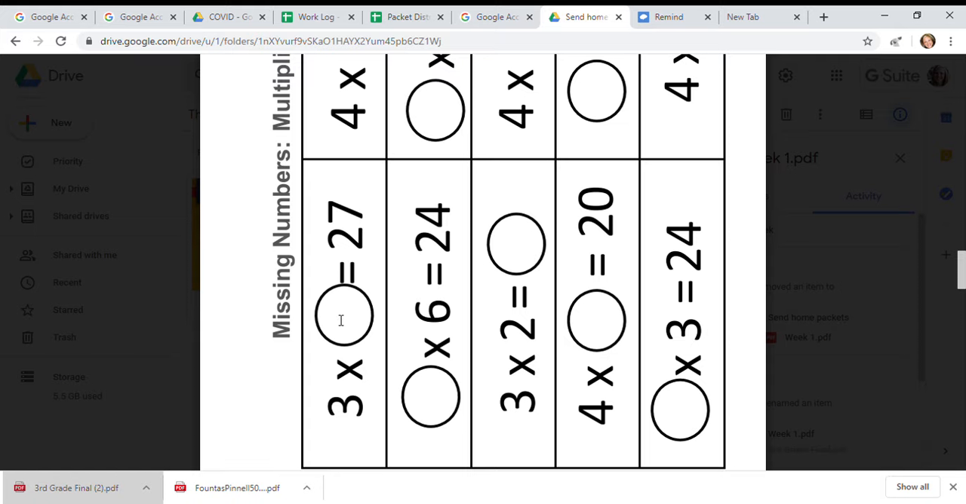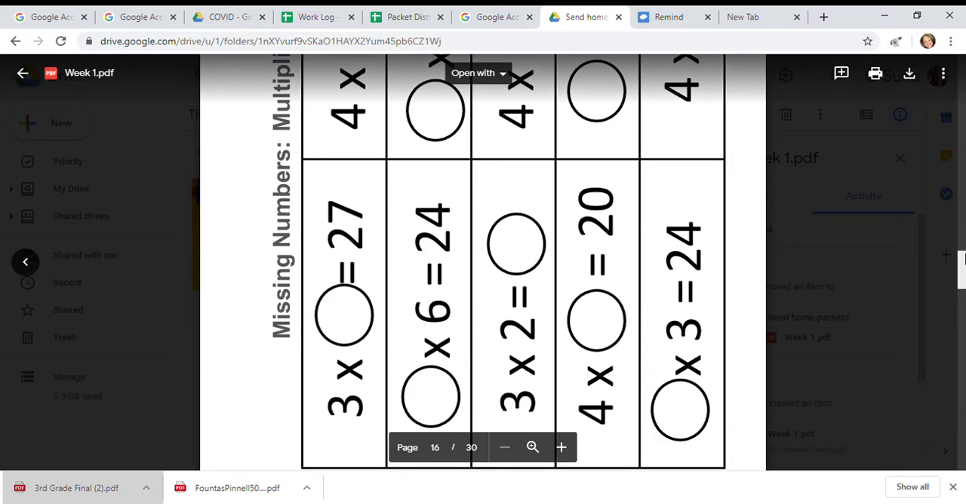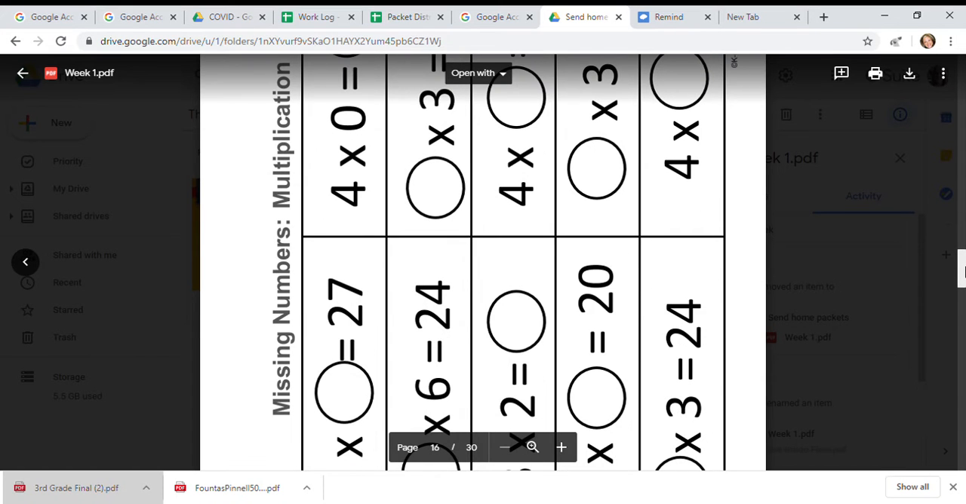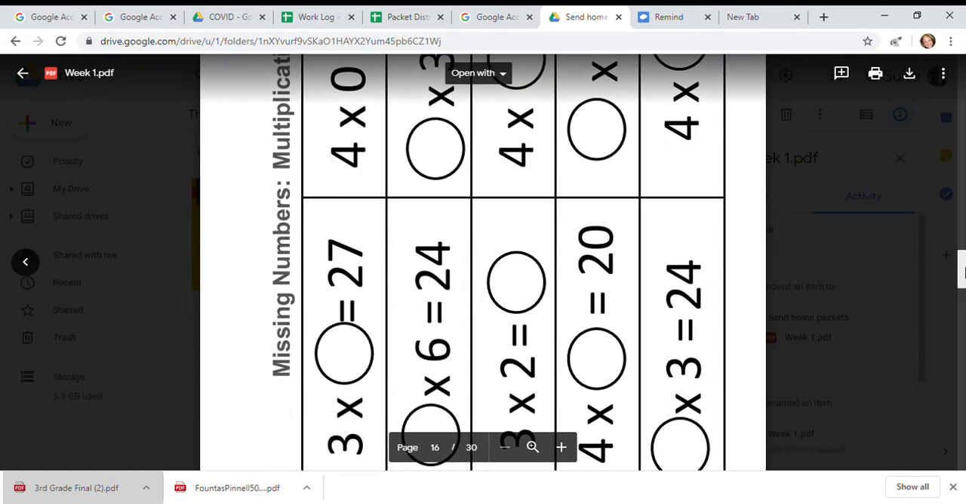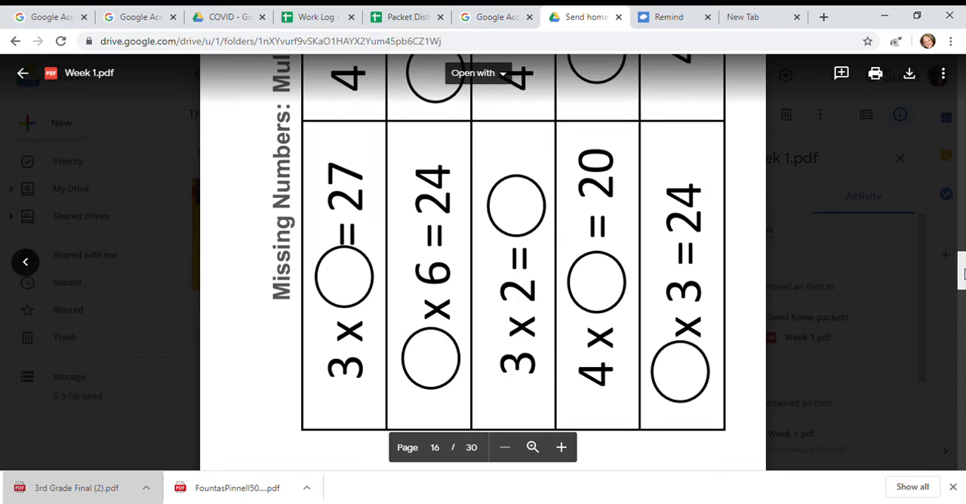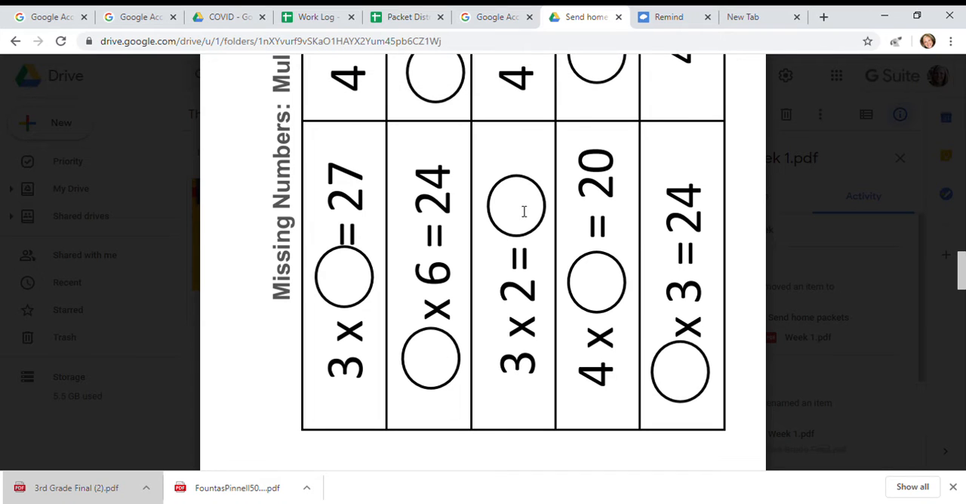Okay, boys and girls, this is the math portion of our packet. And I know it's sideways, but this is the only way I could get this to come up. So sorry about that. If we look at this portion here, we're noticing these ovals are in different places in our equation. Sometimes they're in the middle, sometimes they're at the beginning, sometimes at the end.